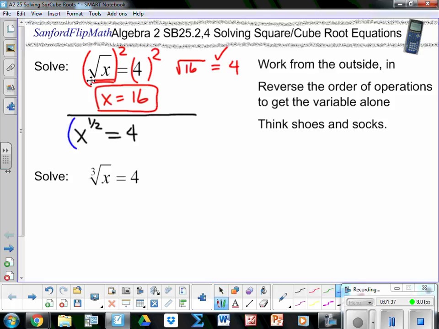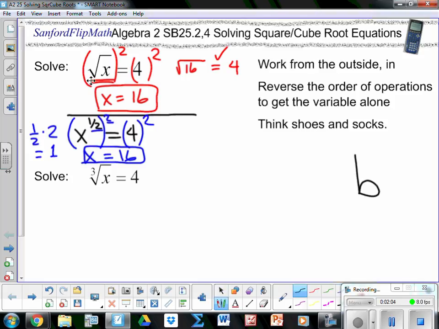And if I raise both sides to the second power, when you raise a base to an exponent and then another exponent, if you recall, you multiply exponents. So 1/2 times 2 is 1. This becomes x to the 1, or x equals 16. So there's absolutely nothing different about that. And let me make a little note off to the side.